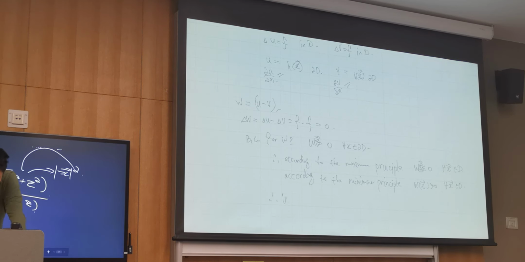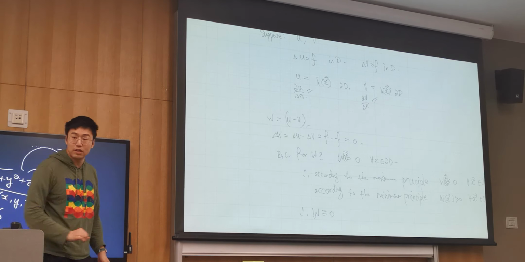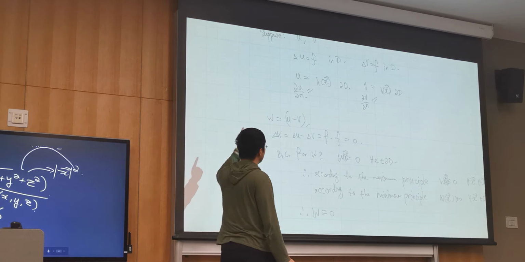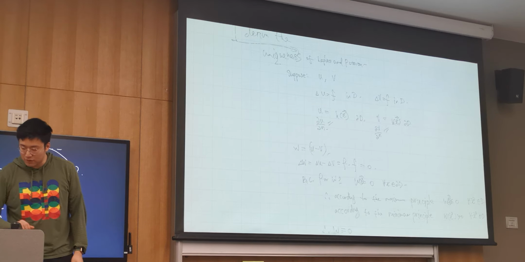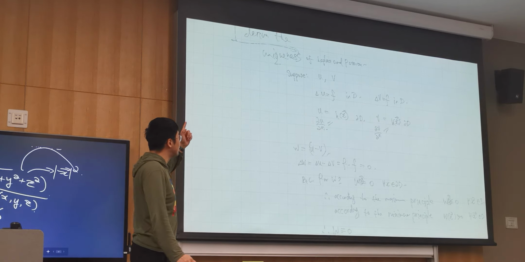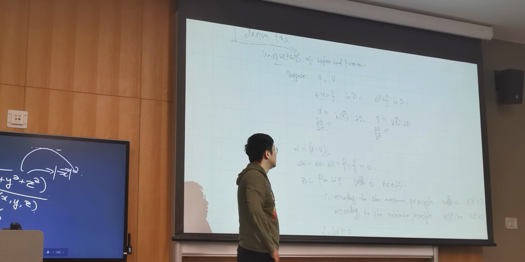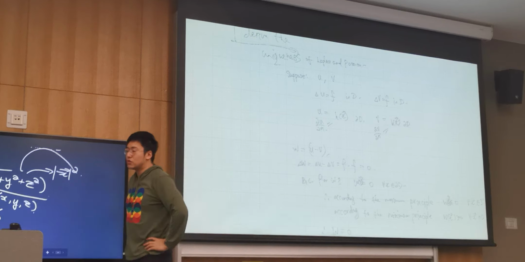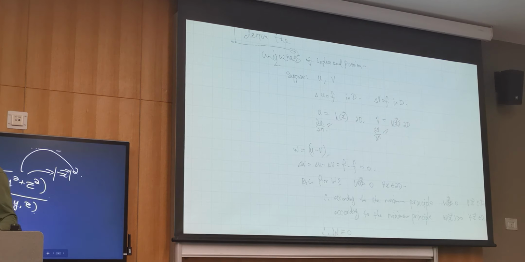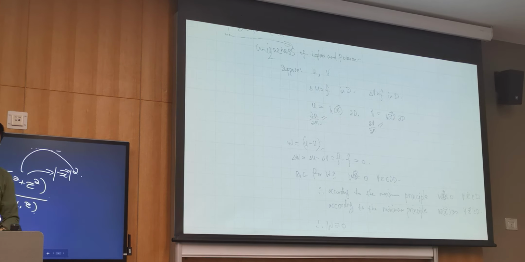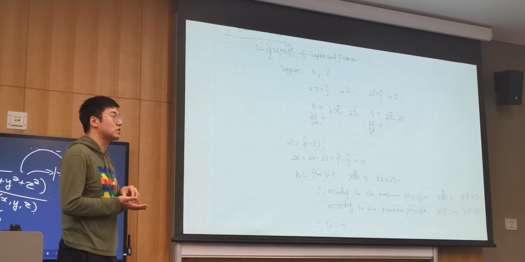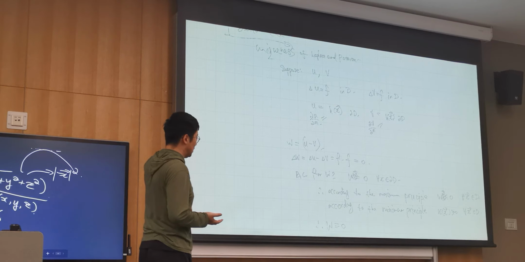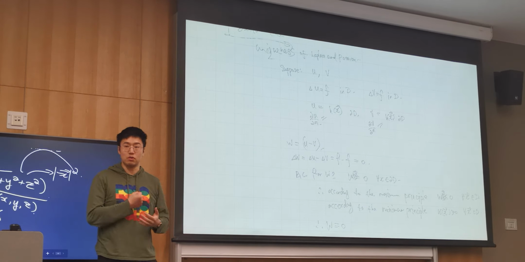So finally, my w is a constant 0, which means that my u and v are exactly the same thing, which now proves the uniqueness. This is how we use the maximum principle to derive the uniqueness of the Laplace and Poisson equation. So this is the only thing that we're going to talk about regarding the well-posedness of the Laplace equation and Poisson equation.